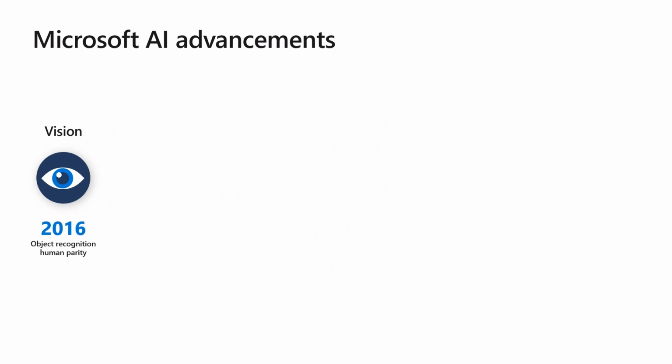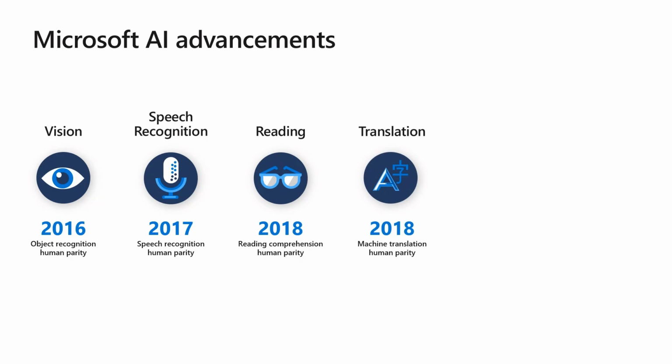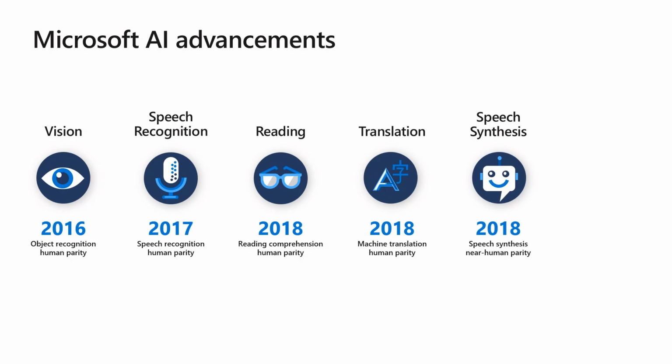So in 2016, there was this ImageNet challenge, and Microsoft Research was the first to reach human parity on object recognition. So that's the first part of being able to see. The second part is around being able to hear. So in 2017, Microsoft Research got human parity in speech recognition in one of the challenges there. A year later, we were able to get human parity on reading comprehension. This is from a Stanford test, whether machines can actually read and answer questions about them. That same year, we got human parity on a machine translation task. And then we got near human parity in speech synthesis. So we were able to start to talk back to humans.